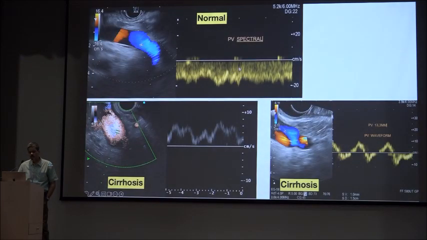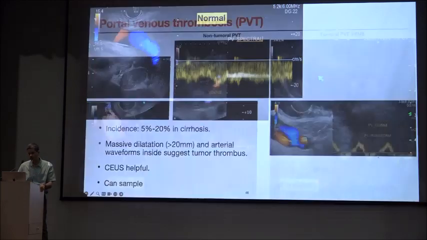And this is how you see the portal veins in EUS. This is shown below the baseline because we are measuring in this segment. It has respirophasic variations and some transmitted pulsations. When cirrhosis develops, it becomes more sawtooth, the periodicity increases and it can become to and fro.